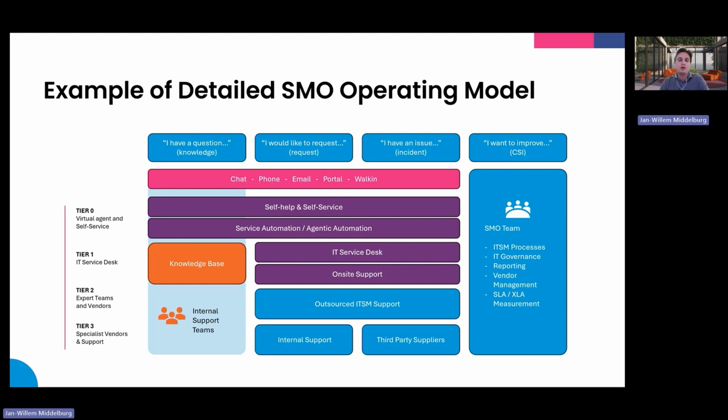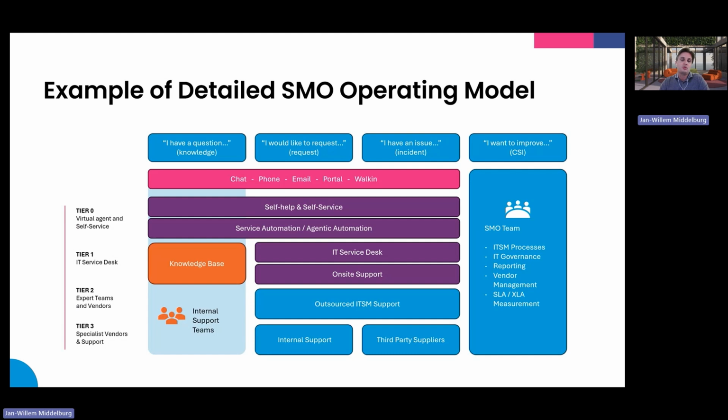At the top, requests from end users come in. This can be in the form of questions, which relates to knowledge management, in the form of requests, which is obviously service request management, in the form of incidents or tickets, which is better known as incidents, or a request to have a change or something improved in a service, which is a CSI request. From those different users, generally an IT service management process starts.